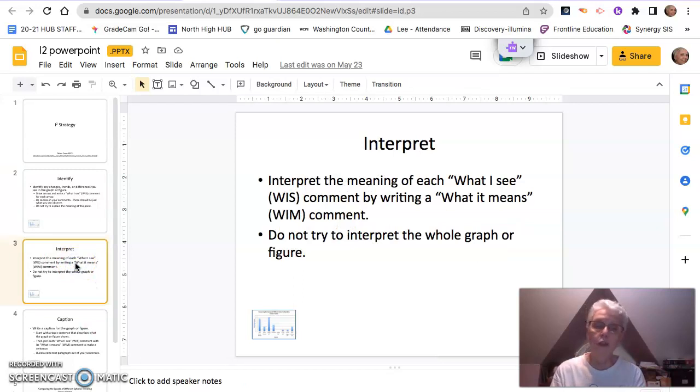Then you're going to interpret it. So first you identify it, then you interpret it. So you take each what I see, or each WIS comment, and you tell me what it means, which is a WHIM comment. Do not try to interpret the whole graph at one time. Just interpret those smaller parts.